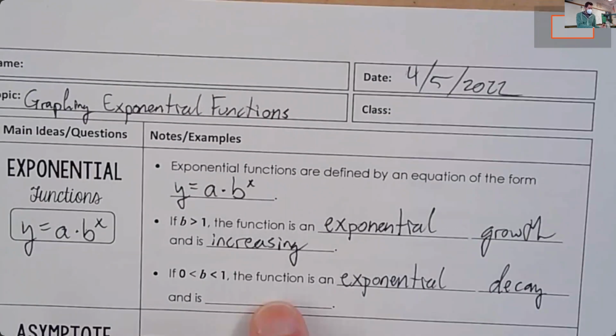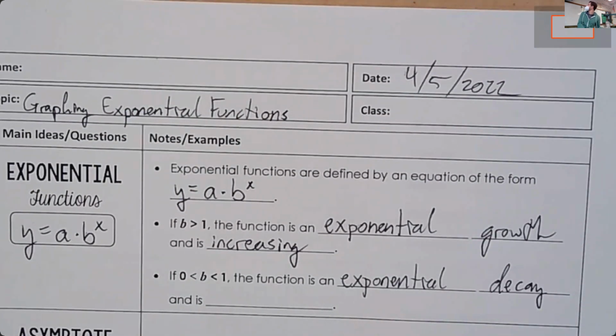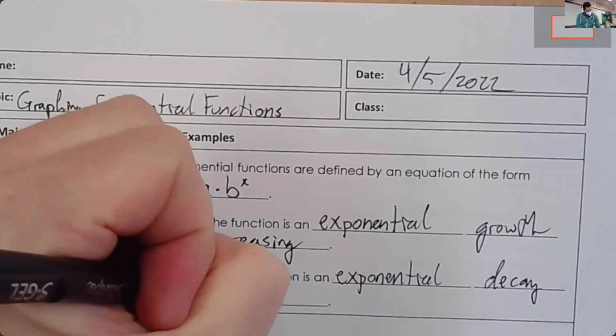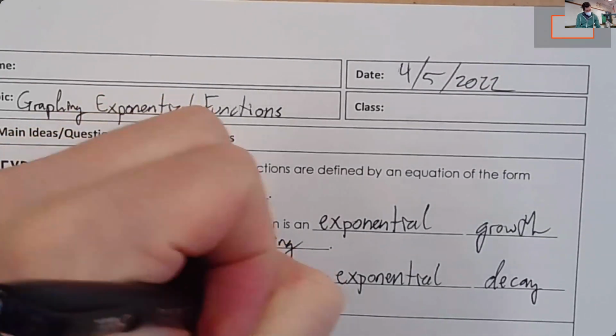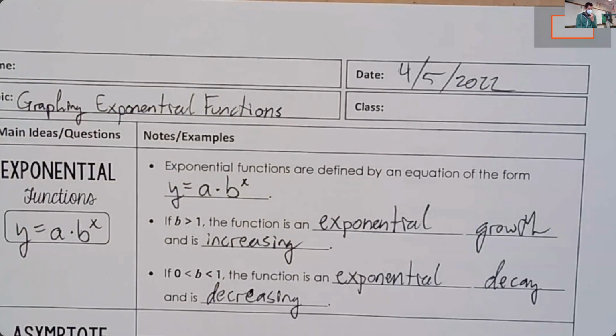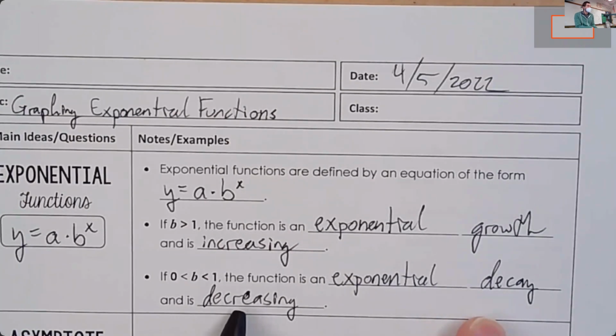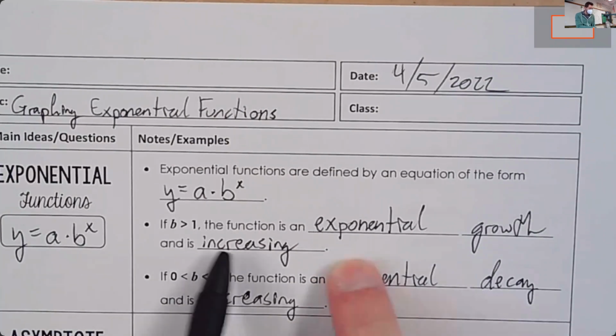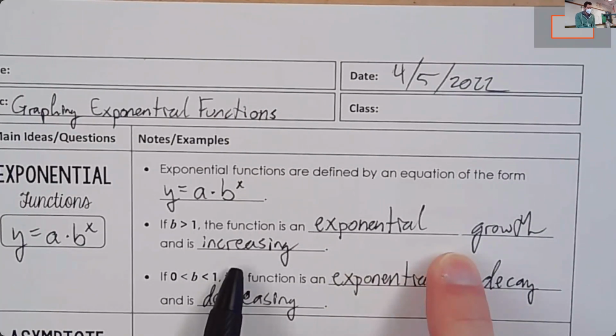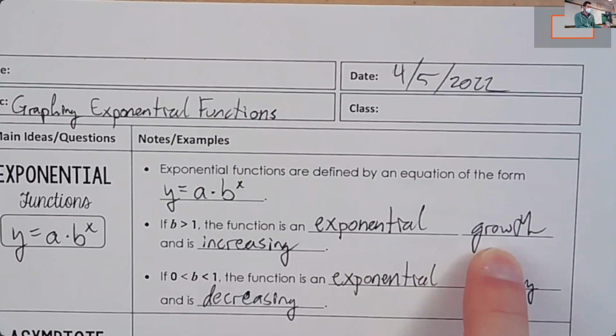So the function is exponential decay, and it is decreasing. All right. So that's what we're dealing with there. With exponential decay, has anybody here in a science class ever talked about radioactivity and half-life? Yeah, that would be an example of exponential decay. And for exponential growth, oftentimes population is growing exponentially. Like the population of Earth continues to grow at a pretty rapid rate.